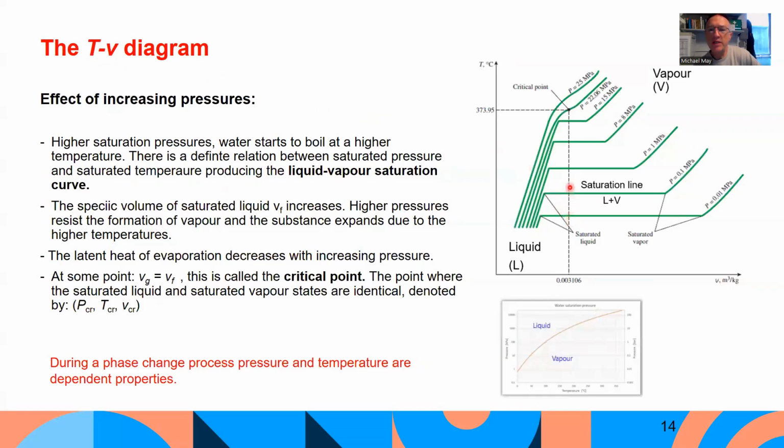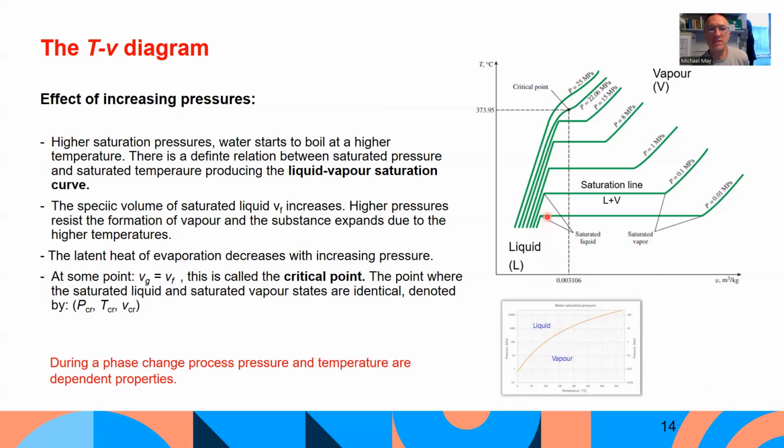Few points to make about increasing the pressure here. It says higher saturation pressures, water starts to boil at higher temperatures. There's a definite relationship between saturated pressure and saturated temperature, producing the liquid vapor saturation curve. So as we increase the pressure, so these pressure lines here, we see that the temperature at which we reach the saturated liquid point increases. So there's a definite relationship between the saturation pressure and the saturated temperature for a liquid. And for water, this is the liquid vapor saturation curve here. Below this point, we're in the vapor zone, and above it, we're in the liquid zone.